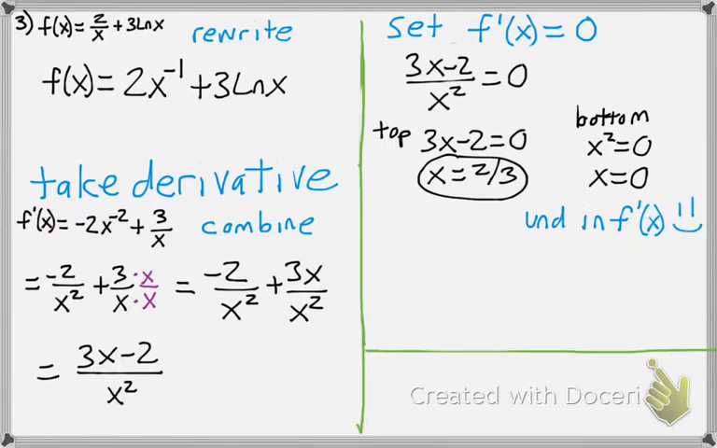However, if you plug it back into the original, we do have a denominator with x in the original, and it cannot be 0 in the original. So it's undefined in the original, and we cannot have that. So we do have to get rid of 0 as a critical number. So 2/3 is our only critical number.